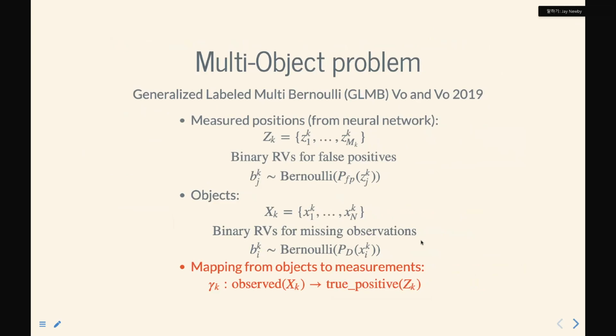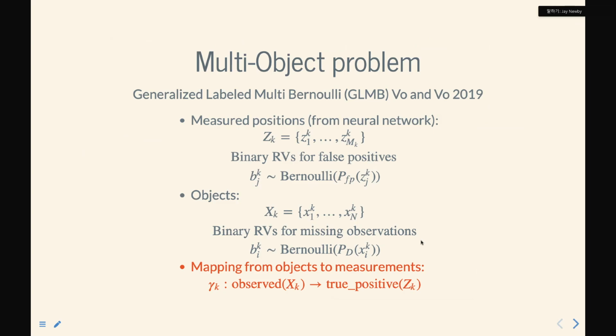Here's the multi-object problem. I've already introduced this notation, right? This is the measured positions. I need to decide which of these are false positives and which are true positives, because I'm going to ignore the false positives, but I need a binary random variable that tells me that, right? These are my hypothetical objects.